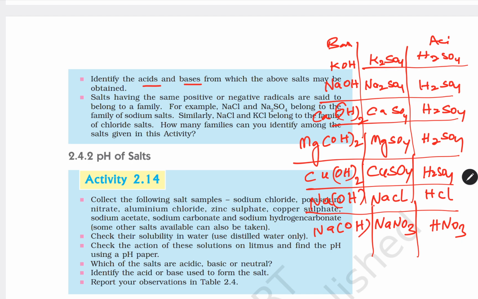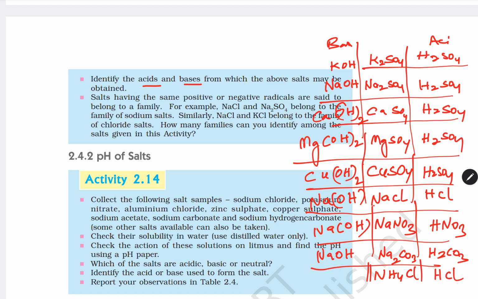Next one, sodium carbonate, that is the Na2CO3 salt. For this one the acid is carbonic acid, that is H2CO3, and the base is sodium hydroxide, NaOH. The next salt is ammonium chloride, that is NH4Cl. For this one the derived acid is HCl, and the base is ammonium hydroxide, NH4OH. This is the derived base for that particular salt.